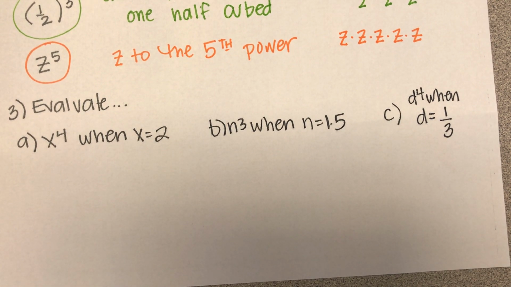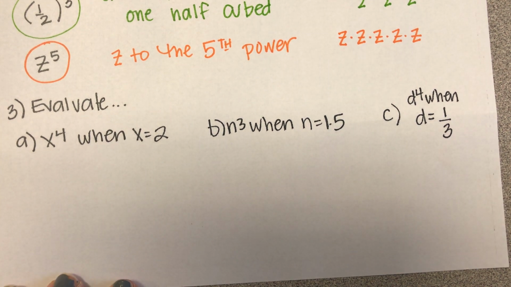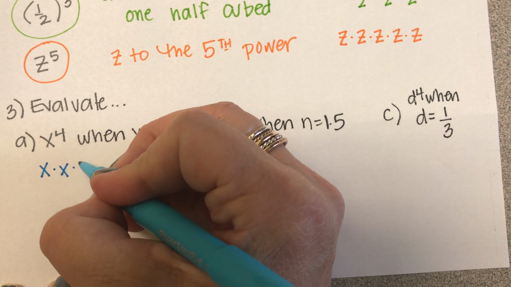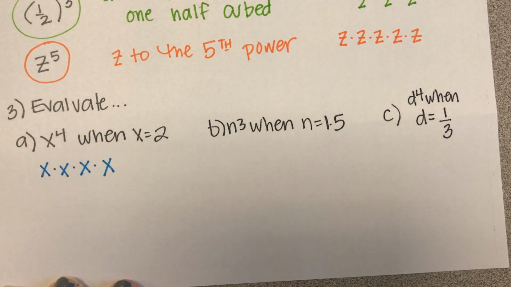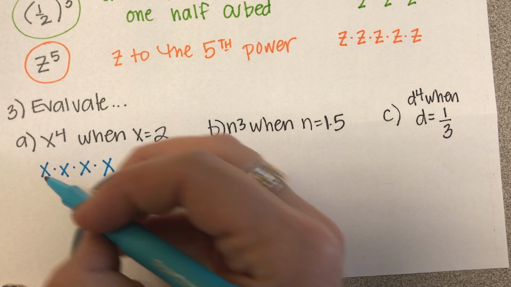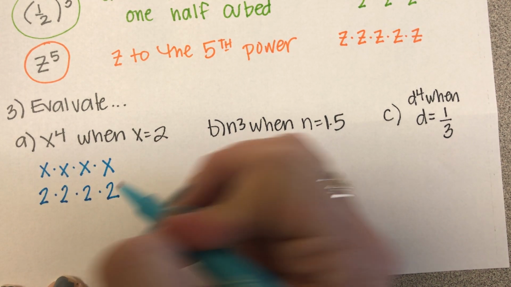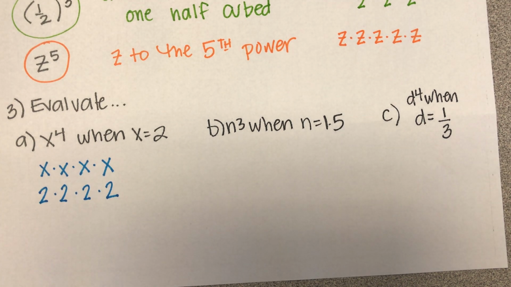So it says evaluate x to the 4th when x equals 2. Okay, so let's think about what x to the 4th power means. It means x times x times x times x. And it's telling me that x is 2. So that's 2 times 2 times 2 times 2. Okay, it's not 8, it's not 2 times 4, it's 2 times itself 4 times.